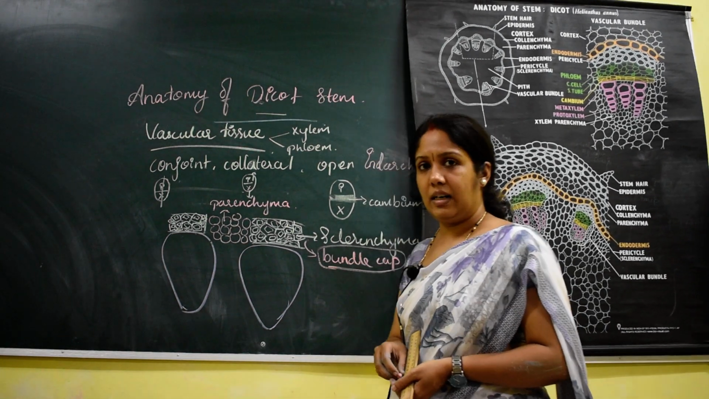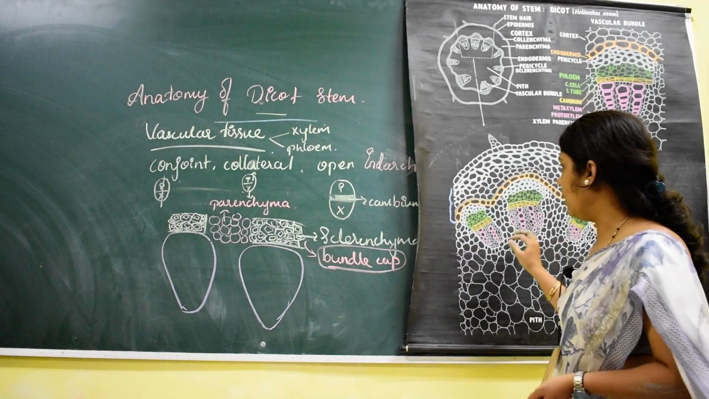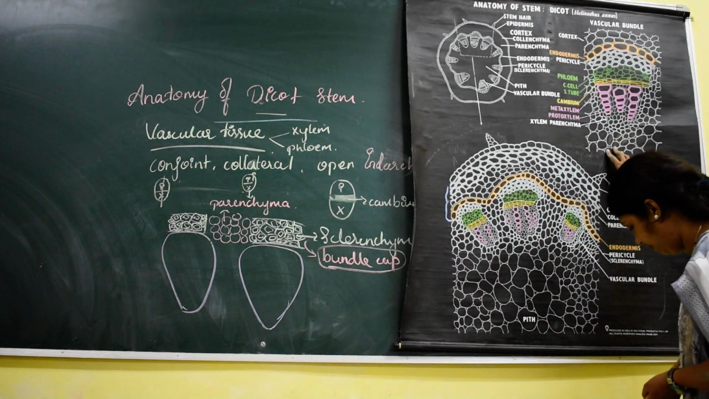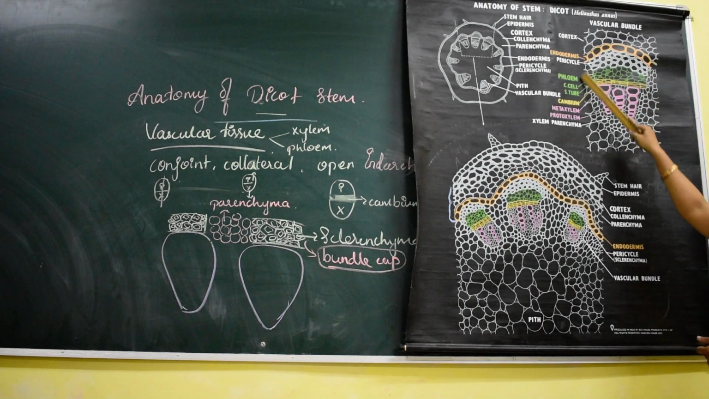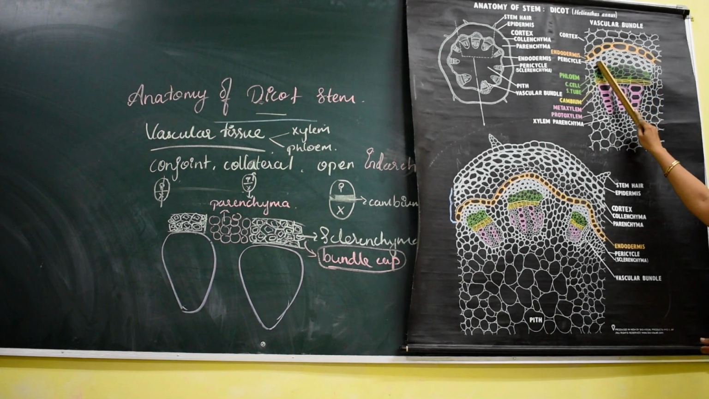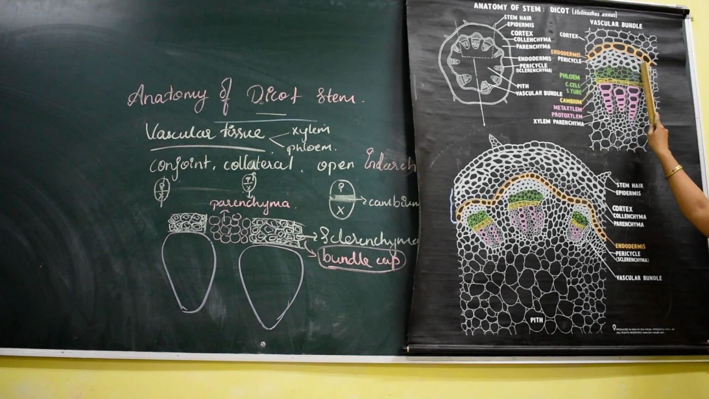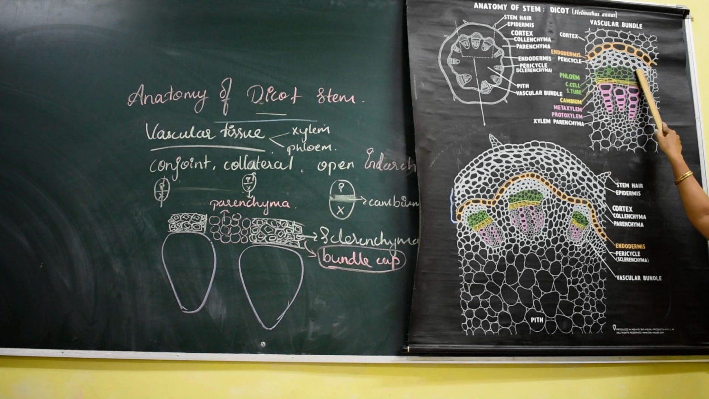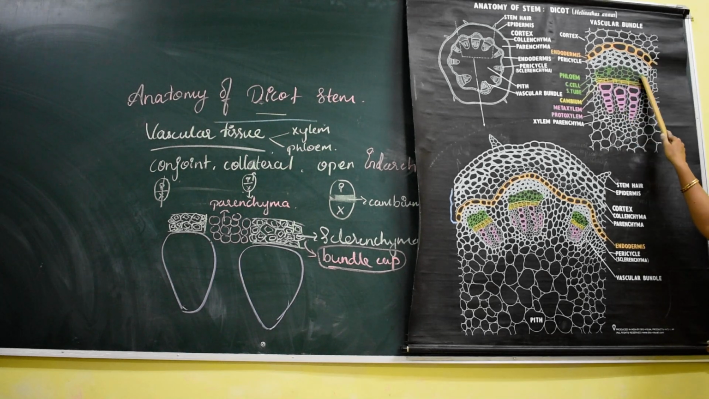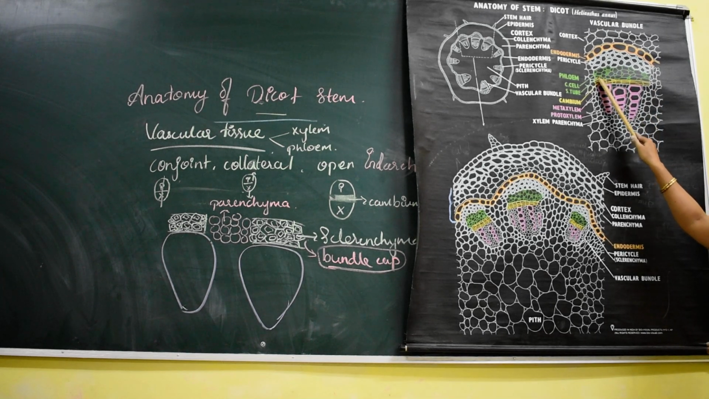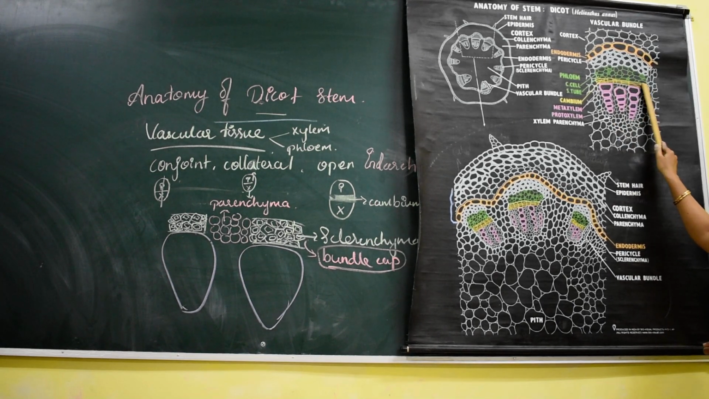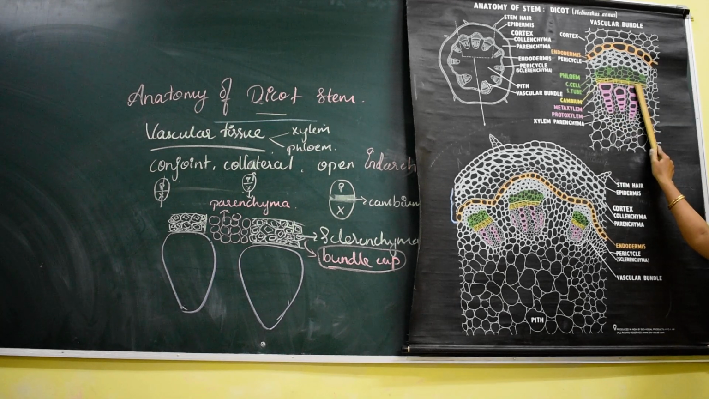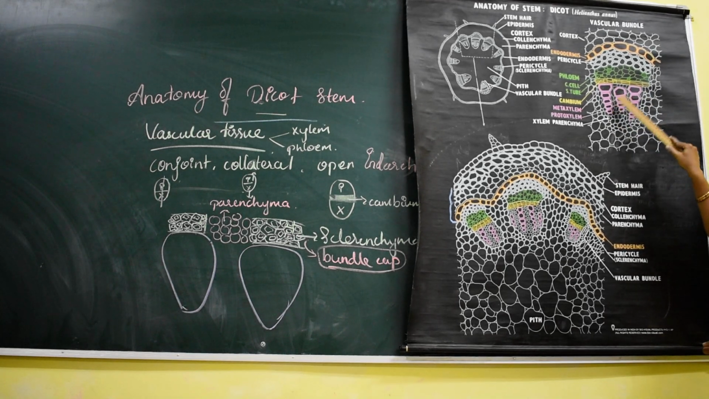What does the word endarch refer to? You can see here in the diagram. Here we have focused on just one vascular bundle. This blue colored thick layer is the sclerenchyma, pericycle. After the pericycle, this green colored part is the phloem tissue. Then next to the phloem, this yellow colored patch of cells is the cambium. Next to the cambium, this is the xylem.